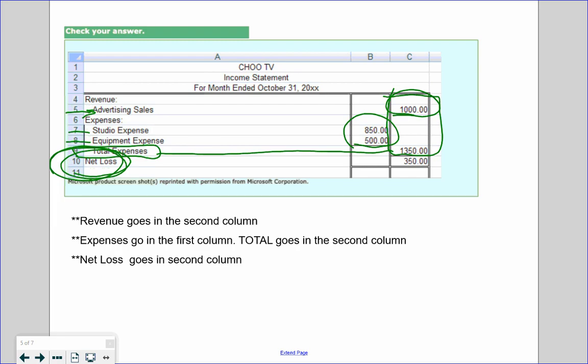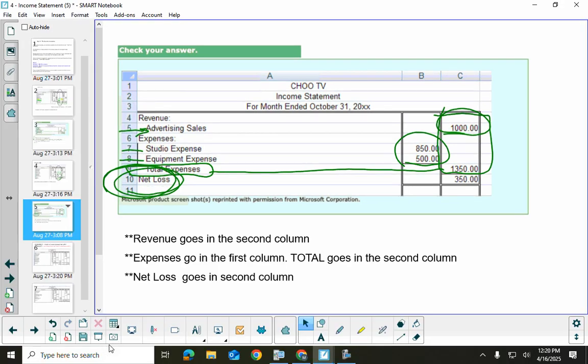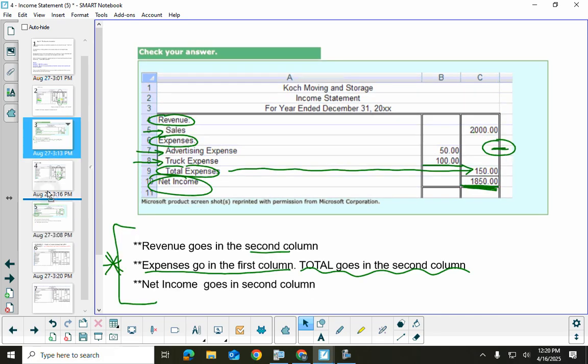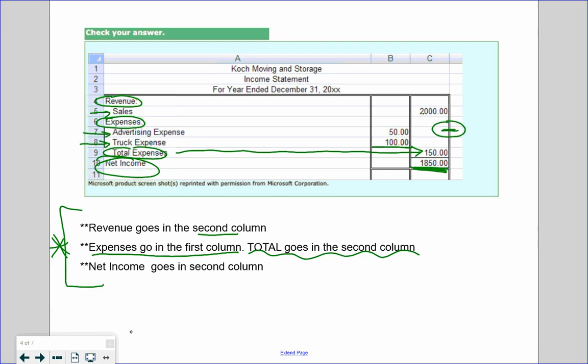So I'm just going to change my pages here. Is that what I want? Yes. Okay.